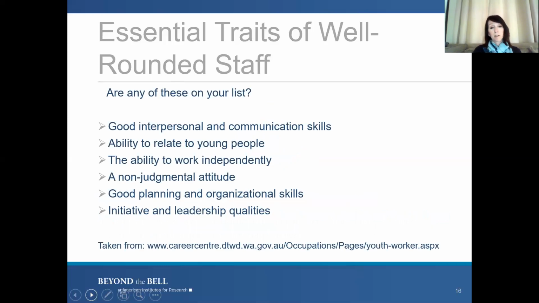Were any of these on your list? Good interpersonal and communication skills, the ability to relate to young people, the ability to work independently, a non-judgmental attitude, perhaps good planning and organizational skills, and perhaps initiative and leadership qualities. There are no right or wrong answers, but you may have some of these on your list, and you may have some others that are very essential for you with regards to your program.